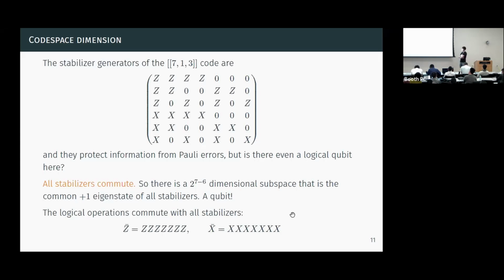What is the smallest length of a stabilizer? Well, in this case, it's 4, if that's what you mean. Okay, another question.